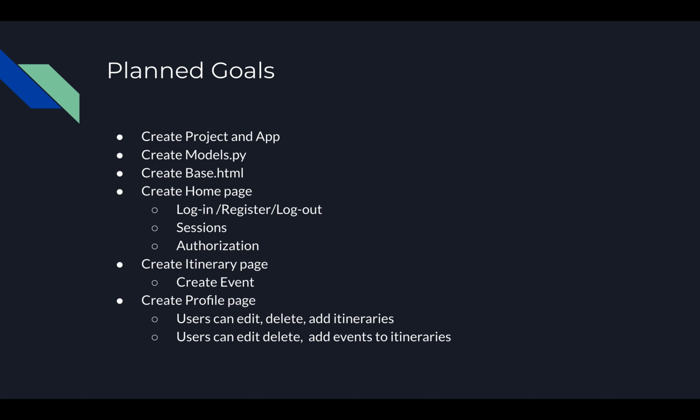So our planned goals for this sprint were to create the Django project and app, create a models page, a base.html page, our home page where we can log in, register, and log out, an itinerary page where you can create events, and a profile page where we can edit, delete, and add itineraries, edit, delete, and add events to itineraries.